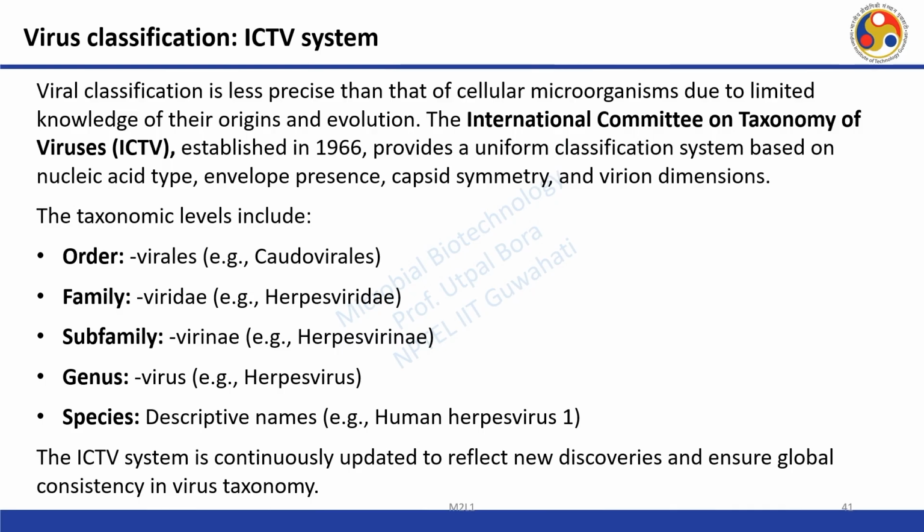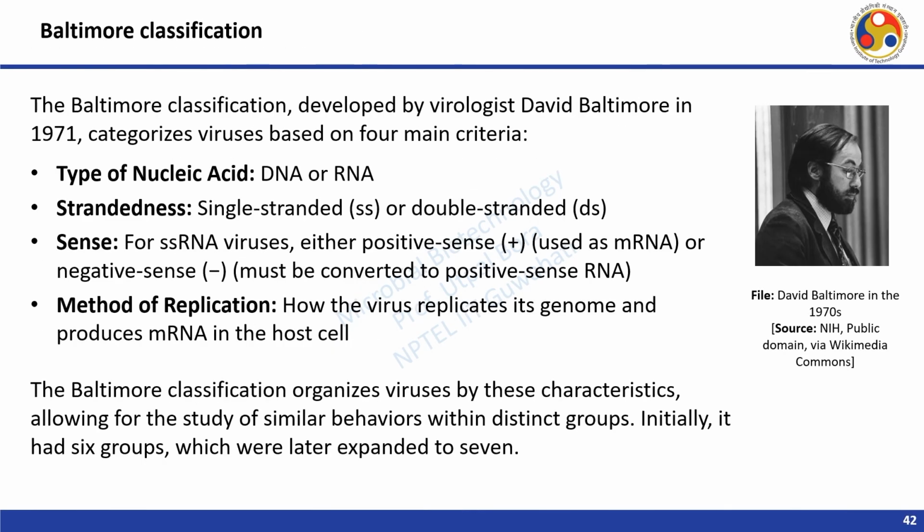The taxonomic levels include here order, virales, for example, Caudovirales, then family viridae, example Herpesviridae, then subfamily virinae, example Herpesvirinae, then genus, for example Simplexvirus, then species, with descriptive names like human herpesvirus 1. The ICTV system is continuously updated to reflect new discoveries and ensure global consistency in virus taxonomy.